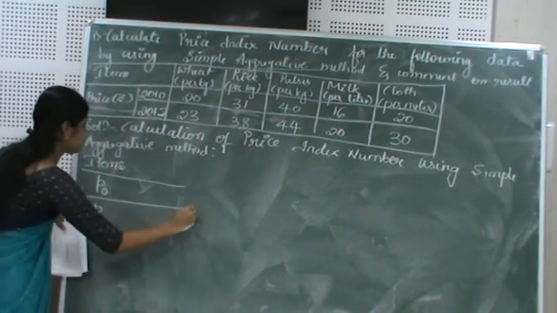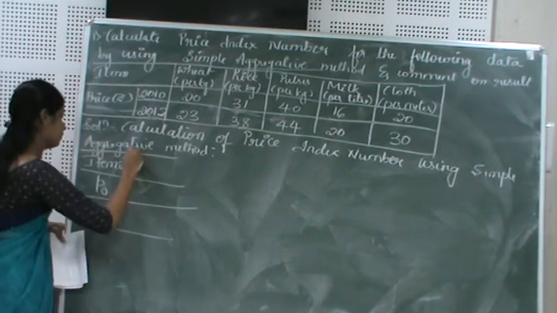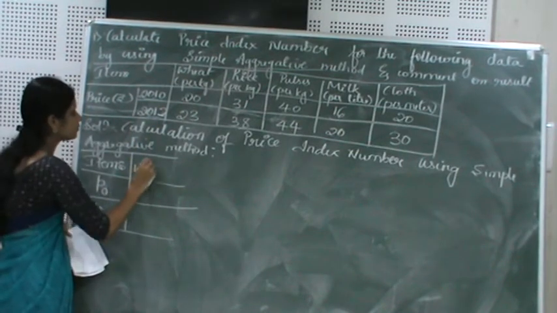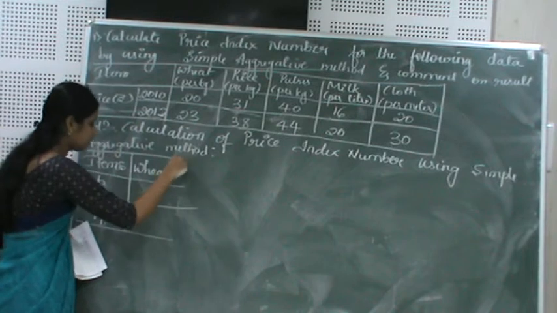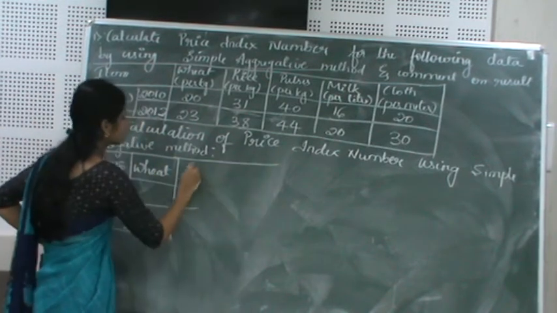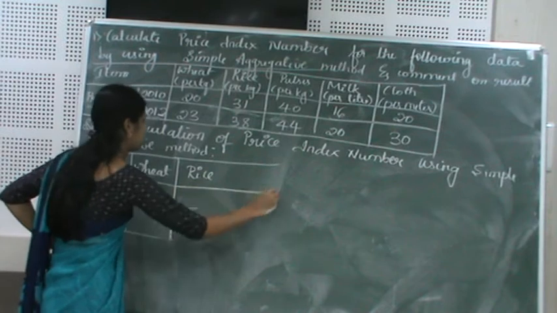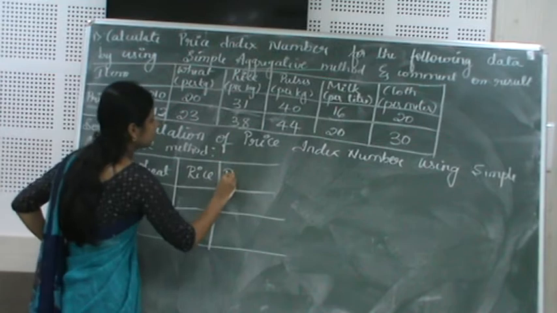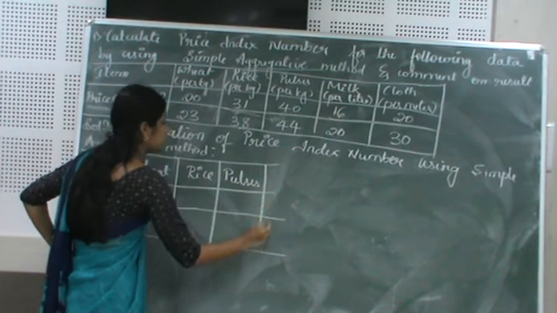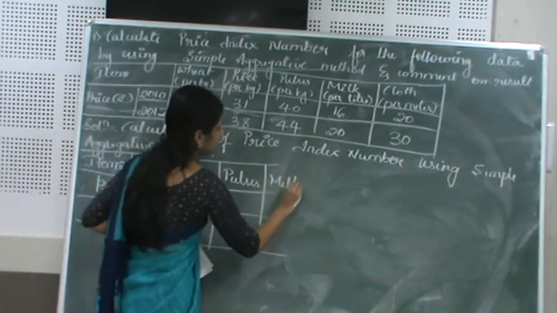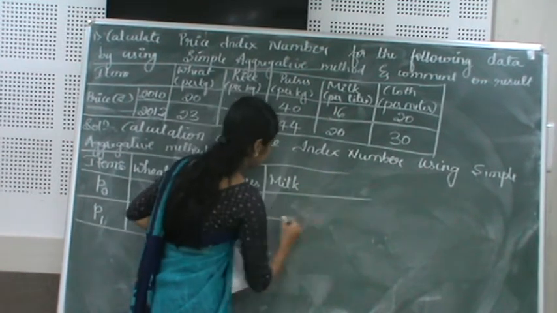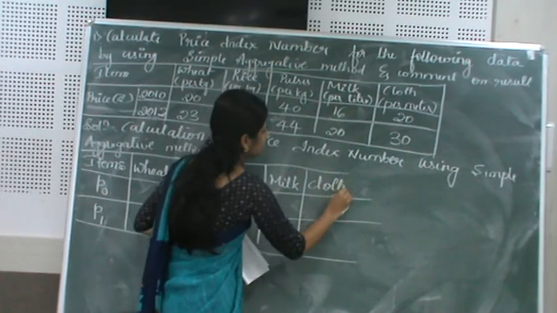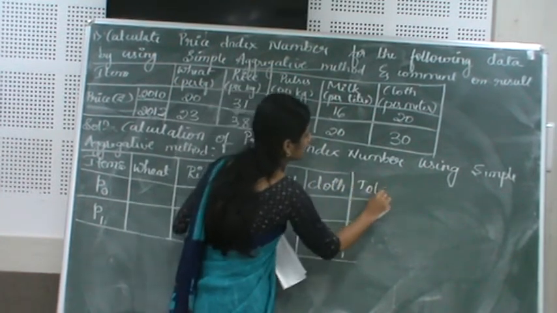So these are the columns: items, P0 and P1. The items are wheat, rice, pulses, milk, cloth. Five items are given. Lastly, we will write the total row.